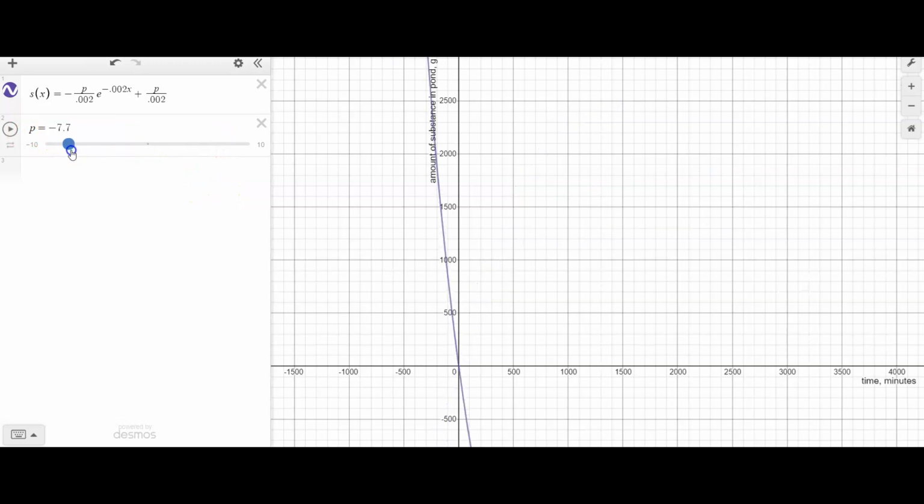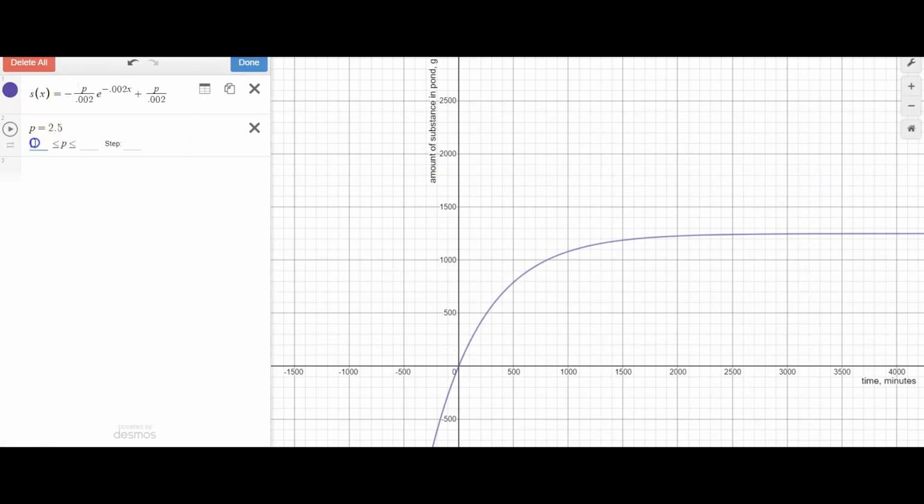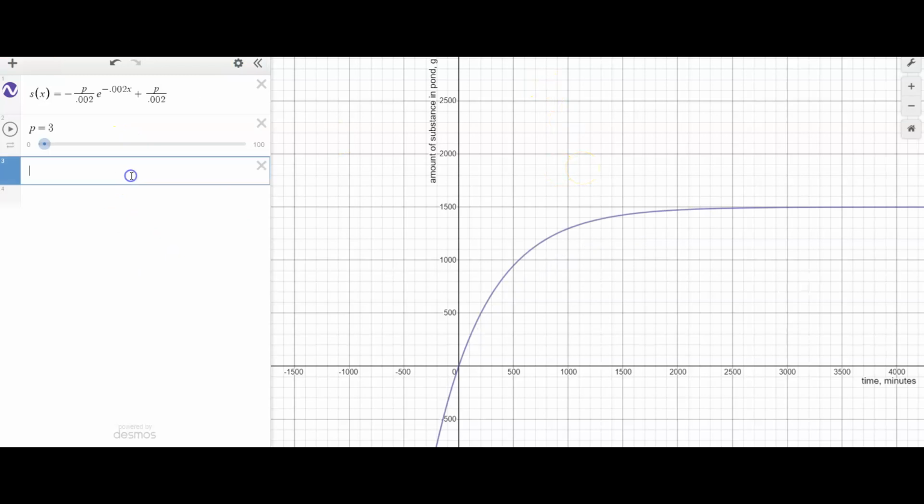Of course, negative values don't really make sense, because you're not taking away substance, you're adding substance. So you come up to this gearbox and you press edit. Now you can change this to be between whatever values you want. Because I already know something about this, I'm going to go up to 100. The reason is that we have already solved and found that p equals 100 is the right value. But you would normally have to play around with the slider quite a bit to see what effect it has.